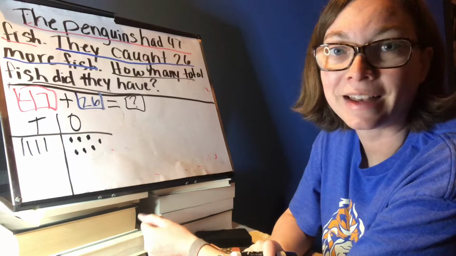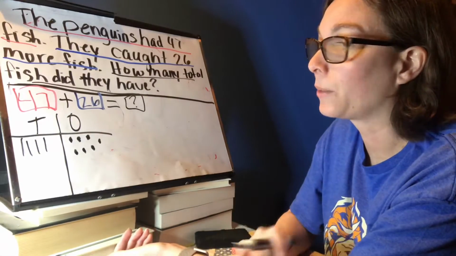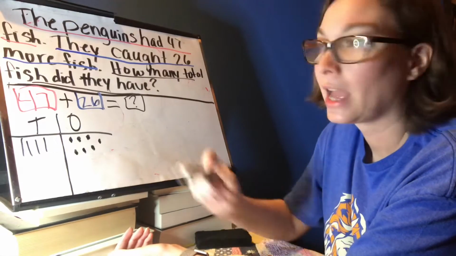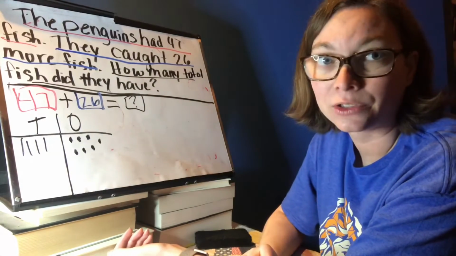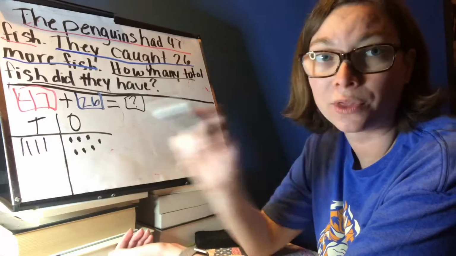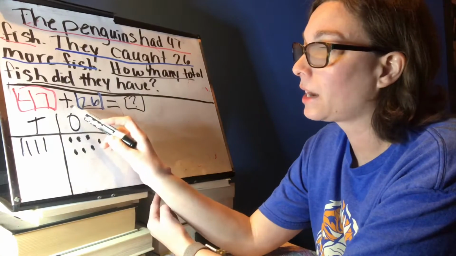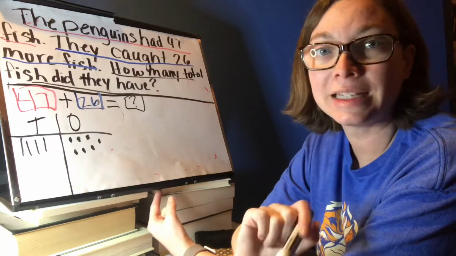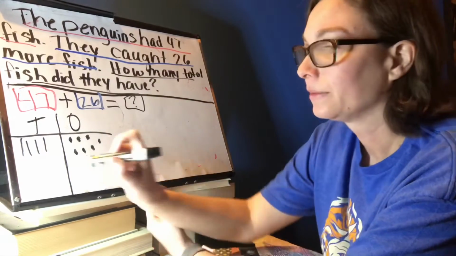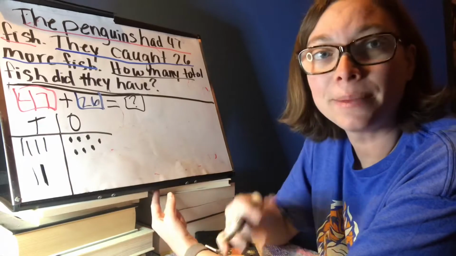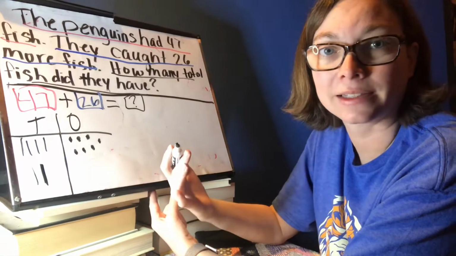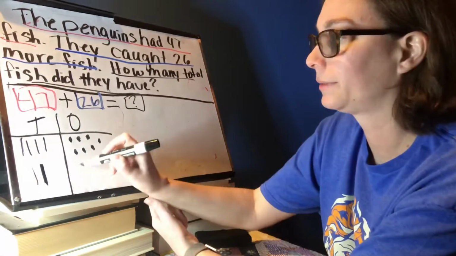All right, now it says that we get 26 more. And we said that means we add. So when we add, we have to show the second number. So we're going to put the second number on here. The second number is 26. So how many tens are in 26? Good, 2 tens. And how many ones are in 26? Good, 6 ones.